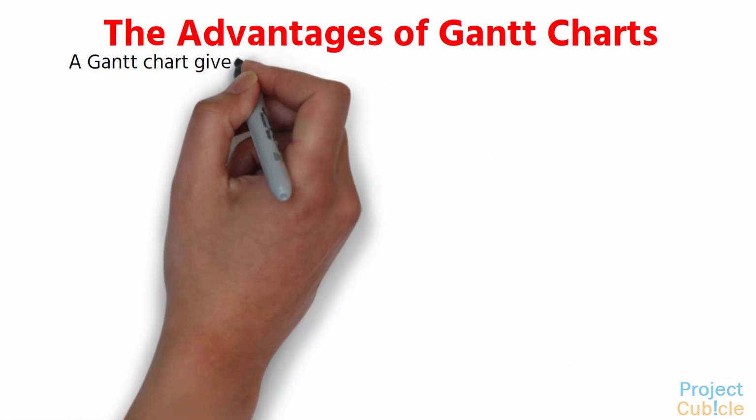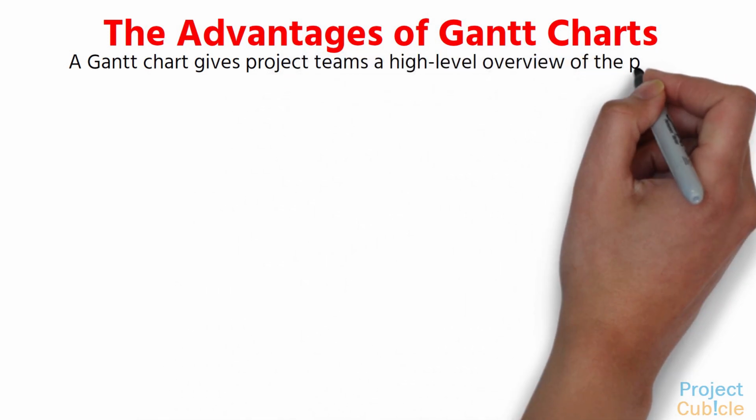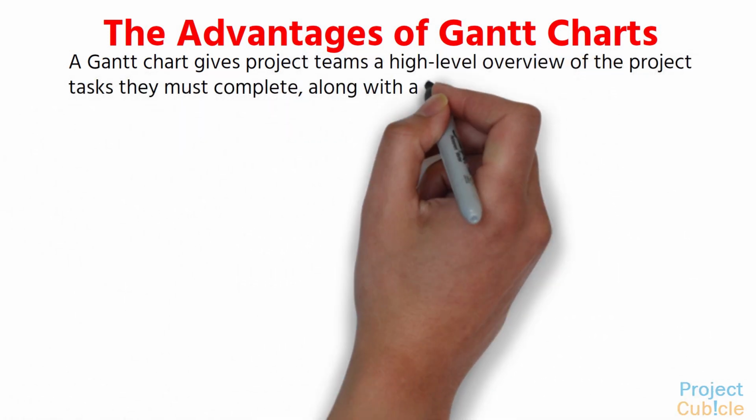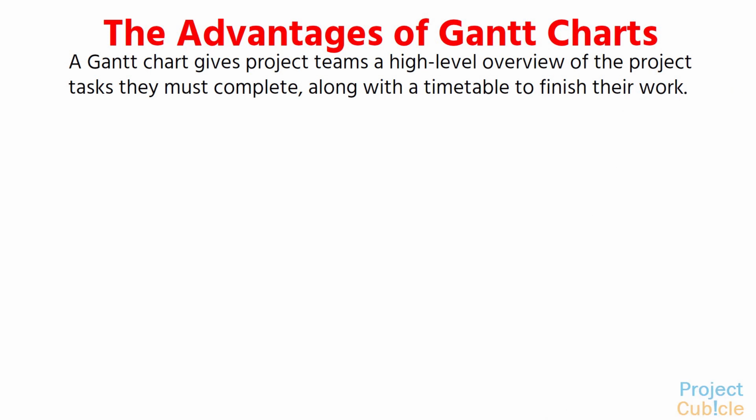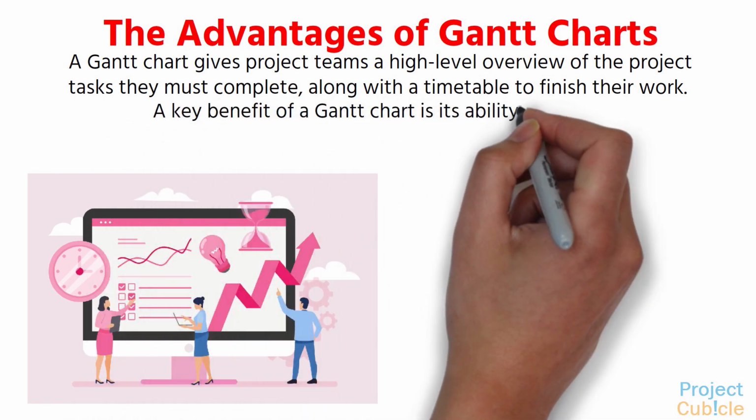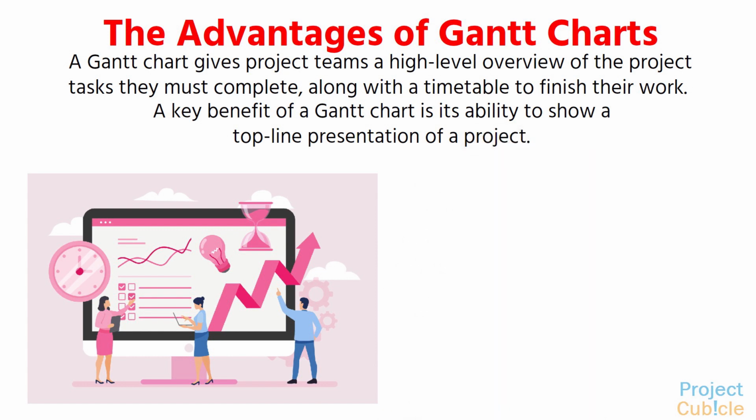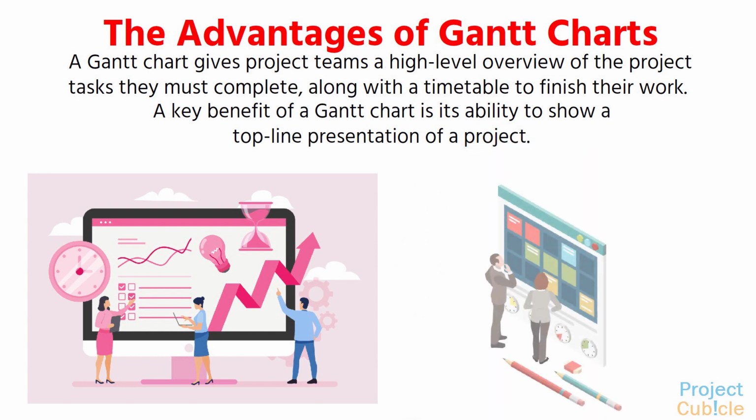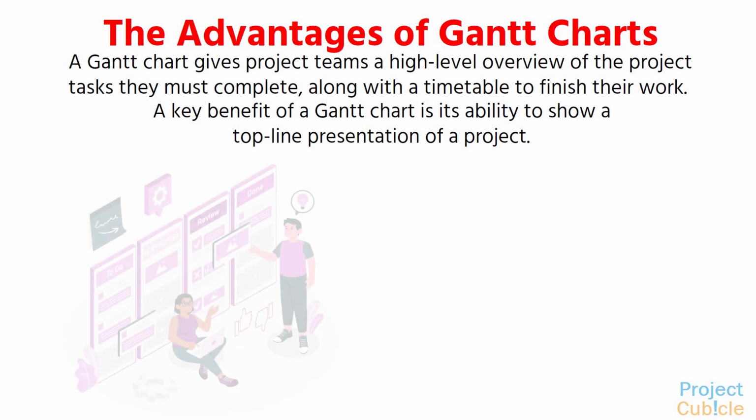A Gantt chart gives project teams a high-level overview of the project tasks they must complete, along with a timetable to finish their work. The chart helps you monitor the project's progress by showing how tasks relate to each other. A key benefit of a Gantt chart is its ability to show a top-line presentation of a project. Gantt charts help team members track activities. Managers can also use them to allocate resources wisely in order to finish a project.